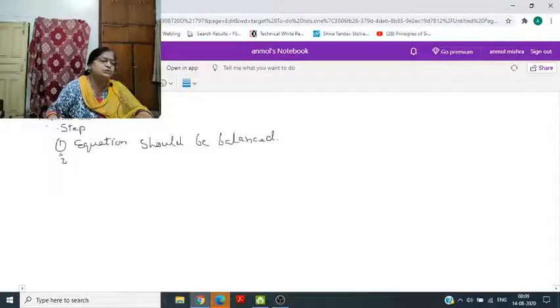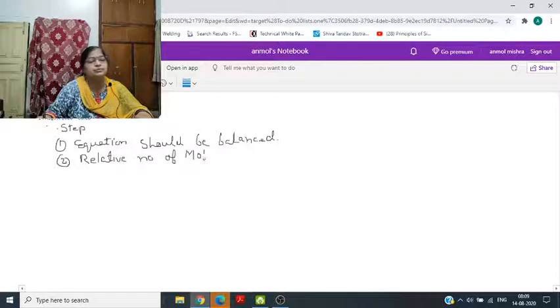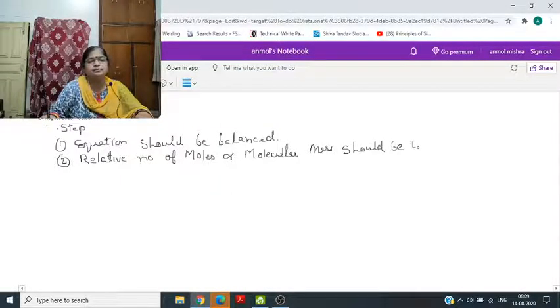Number 2, the relative number of moles or molecular mass should be written below the formula.